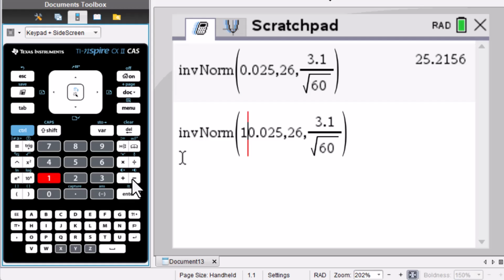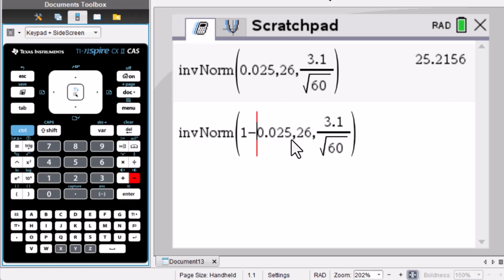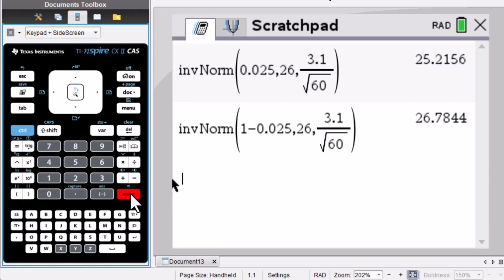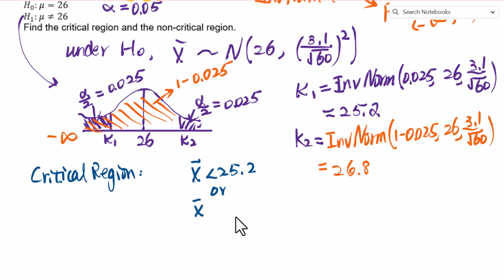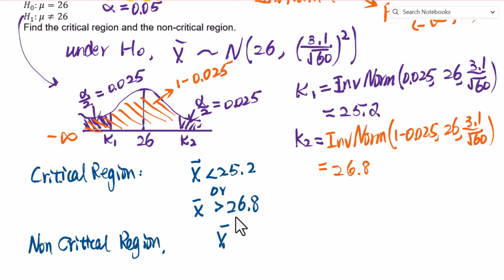We use 1 minus 0.025 as the area in this inverse norm. Enter. Answer is 26.8. Critical region is X bar less than 25.2 or X bar greater than 26.8. Non-critical region X bar greater than or equal to 25.2, less than or equal to 26.8.